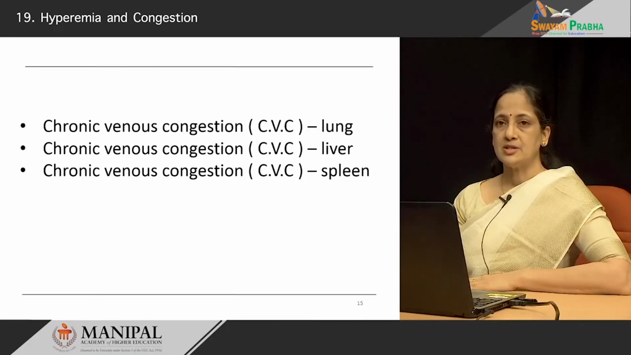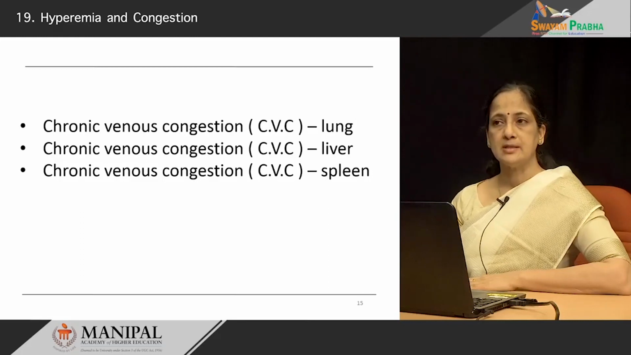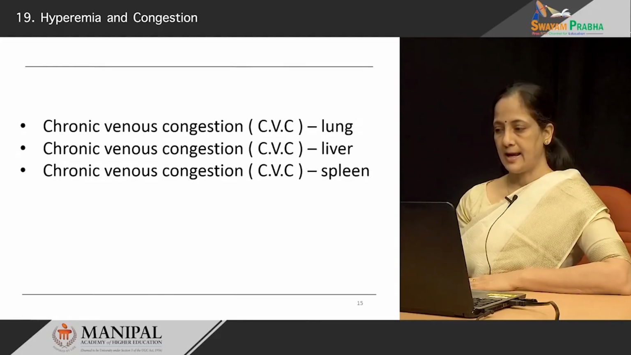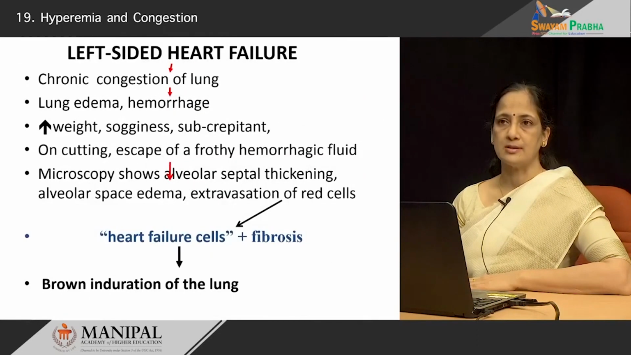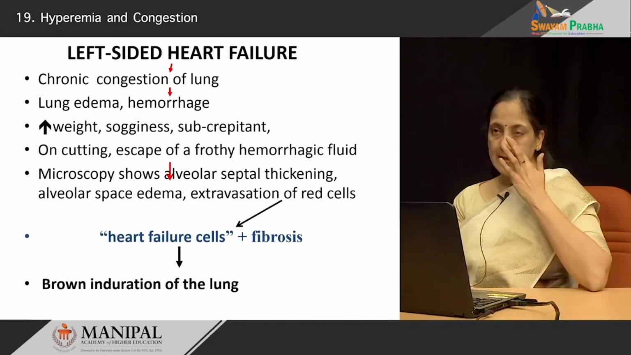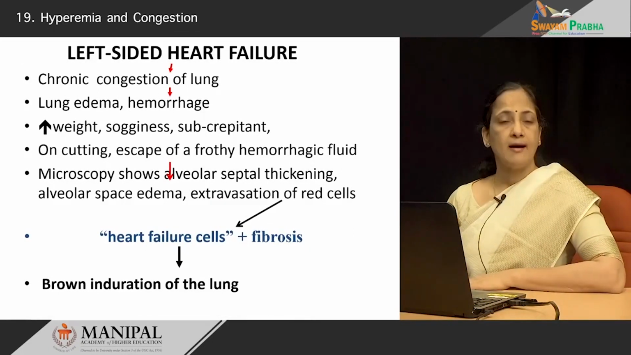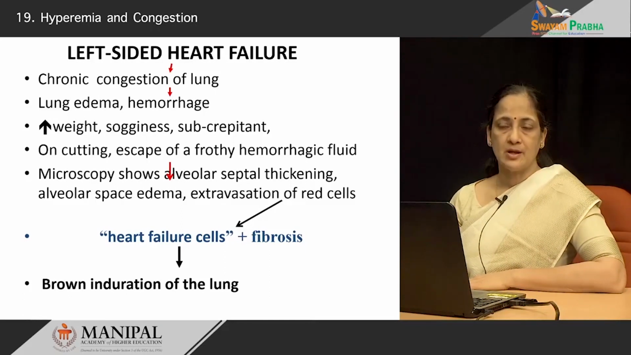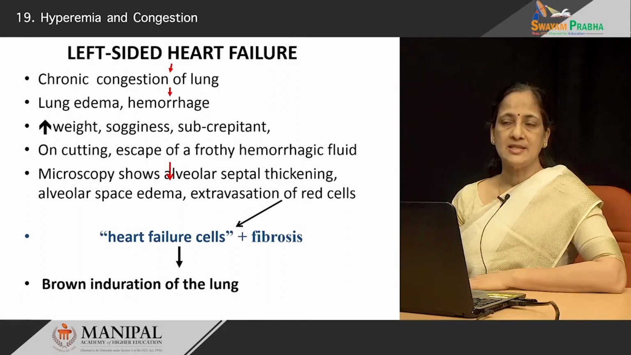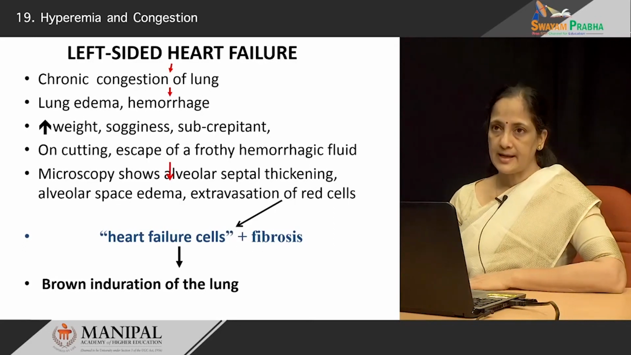Chronic venous congestion is commonly seen in organs like lung, liver and spleen. Let us see some of the salient features of congestion in these organs. We said that if there is left-sided heart failure, there will be congestion of the lungs. So, what do we see in the lungs? We said that there is venous stagnation.